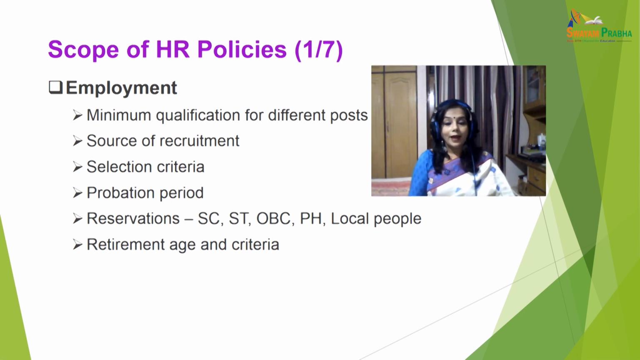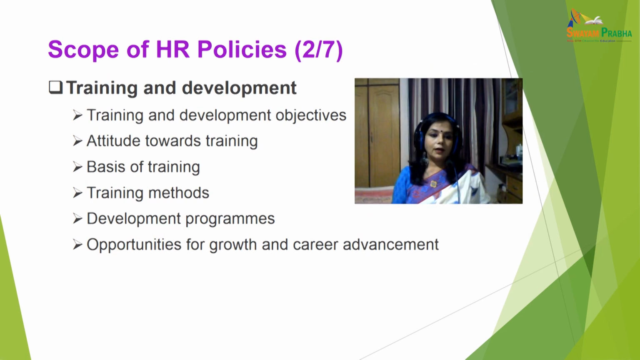Then the retirement age and criteria for retirement will also be mentioned in the employment policy. Generally it is maybe 58 or 60 or 62, whatever it is, no anomaly should be there, and that's why it is mentioned in the employment policy. Okay, the next is training and development. So you can have a policy for training and development as well. What all is included in that?